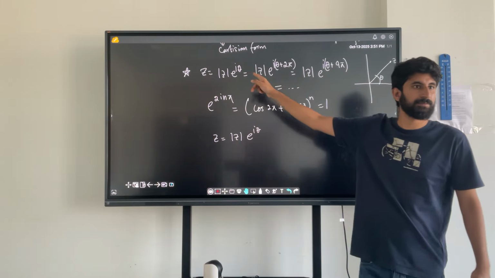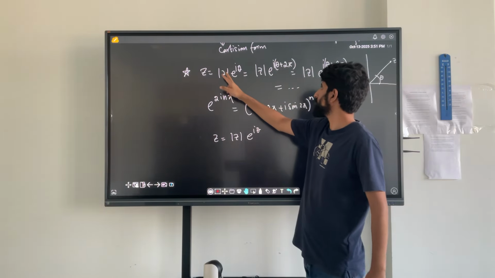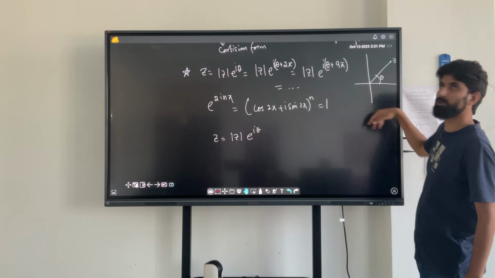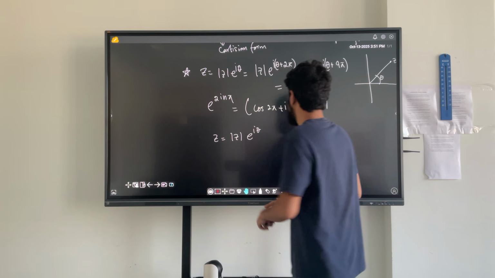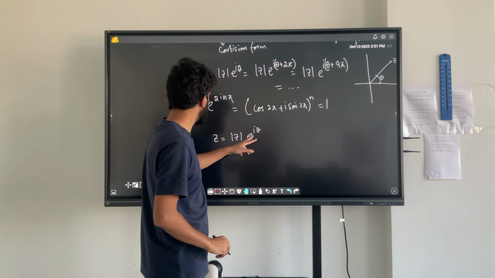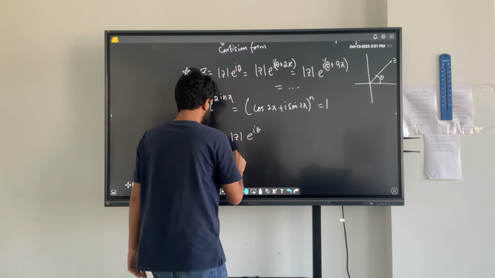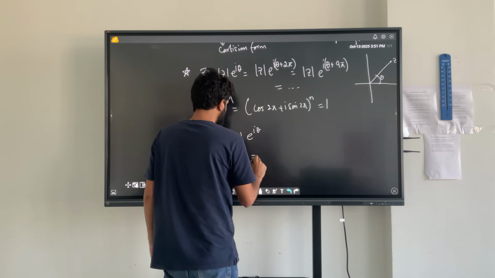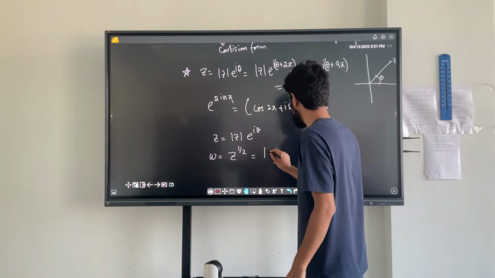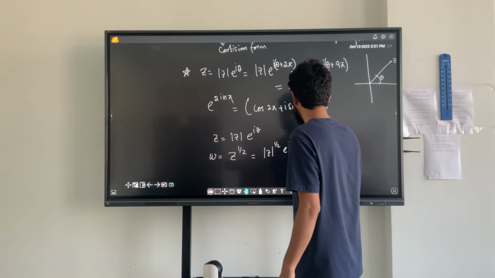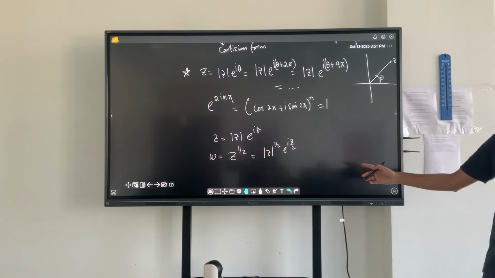Mod z e power iθ. So for that, you can't go around, you just go once. I want to calculate some other complex number w, which is z raised to the power 1 by 2. So I want to take the square root of this complex number. I will get mod z to the power 1 by 2 e power iθ by 2.